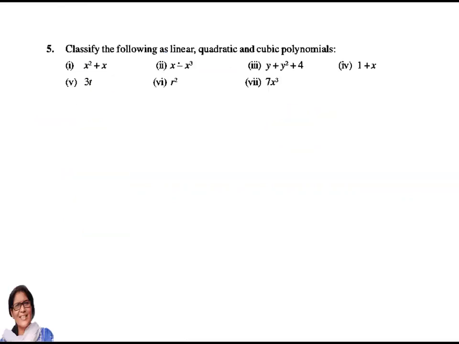5. Classify the following as linear, quadratic, cubic polynomials. First one, x square plus x. Is the degree 3? No. So this is degree 2. Linear means degree 1. Quadratic means degree 2. Cubic means degree 3. I hope you can write yourself now.